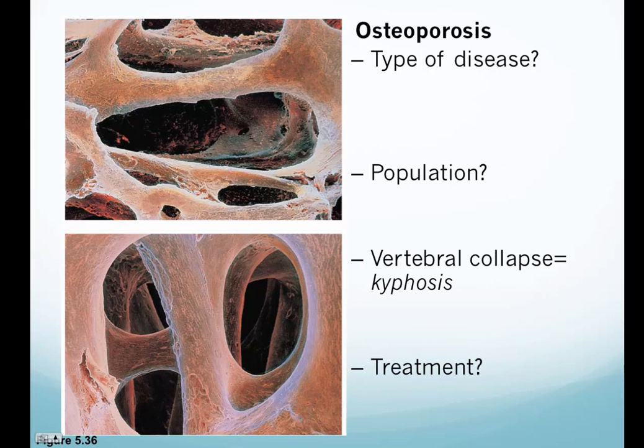Osteoporosis. Now, this is very related to this idea of remodeling and how remodeling would affect the support and shape of our bones. And so with osteoporosis, this is a bone thinning disease in which bones are fragile and can easily fracture.